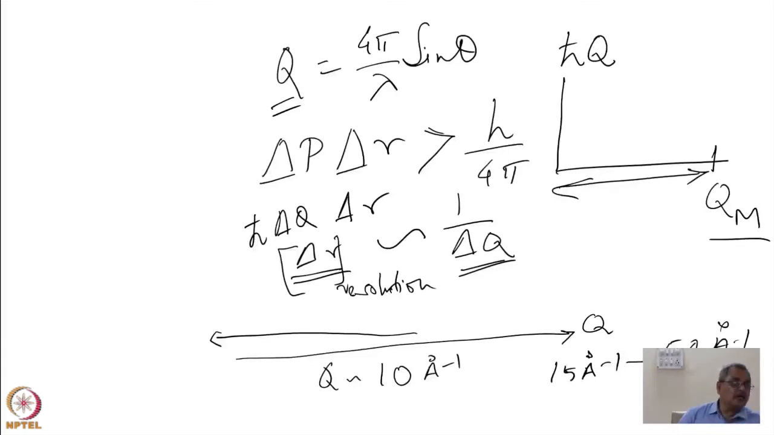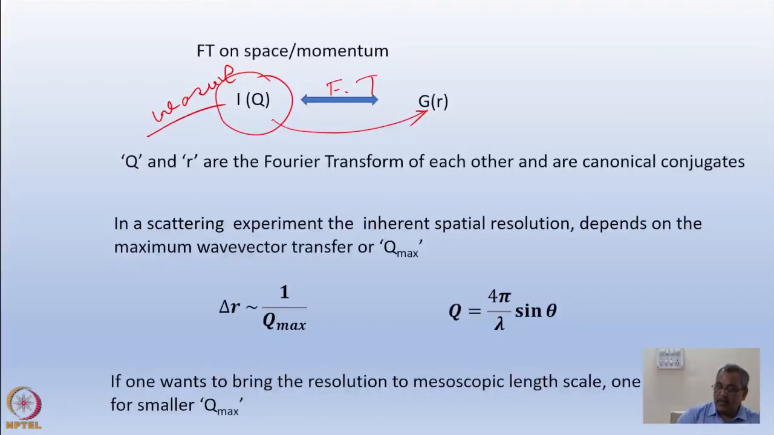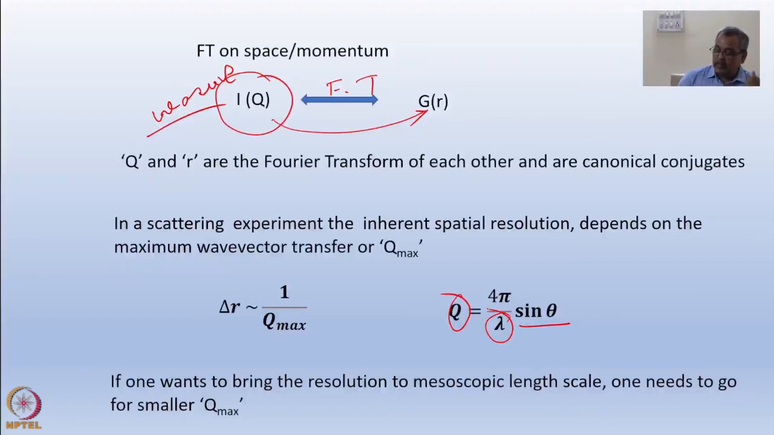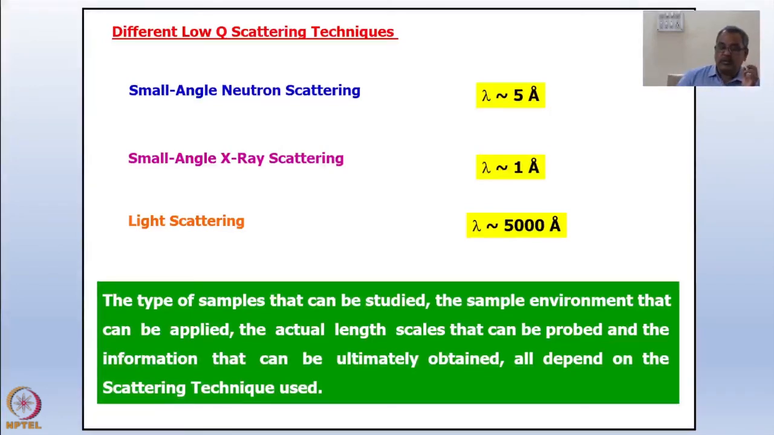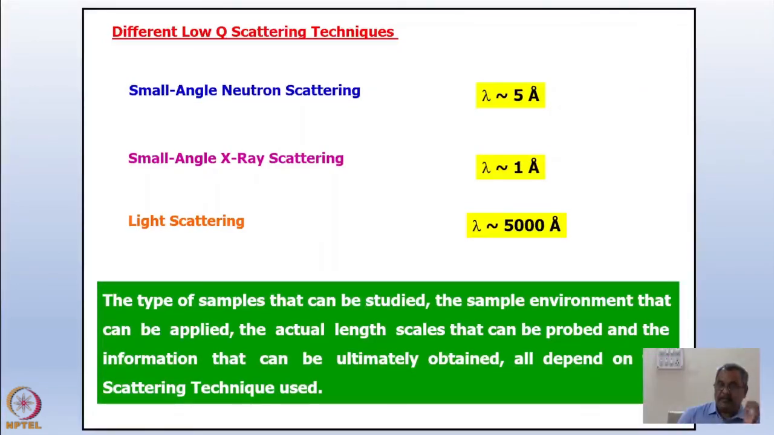Now I have gone in the other direction. So now I want to do experiments at low values of Q. Low values of Q are possible in two ways: one is by going to low angles, or by going to long wavelengths. Both of them give us small values of Q, and that is why this is called small angle neutron scattering. Because I go to small angle, I also go to larger wavelength, and that Q max dictates the resolution.